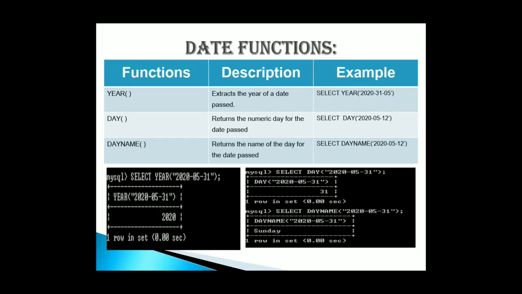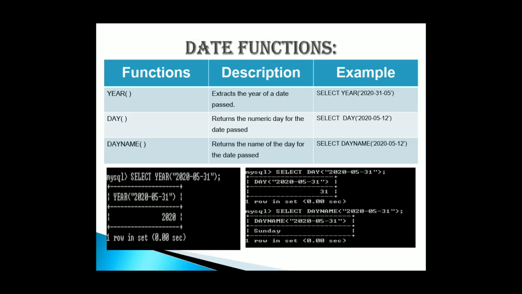The year function means extract the year of the date passed. Similarly, like the month, it will just extract the year of the date. Okay. Day returns the numeric day of the date passed. Whatever date you have passed, it will just give you the numeric day of that particular date. Okay. And day name will not give you the numeric day, but the name of the day of the date passed as an argument.